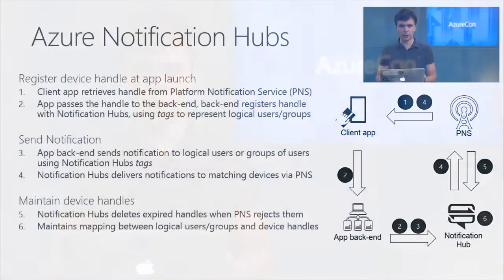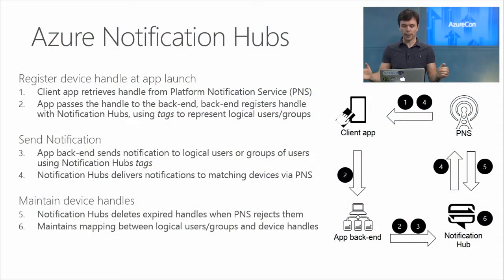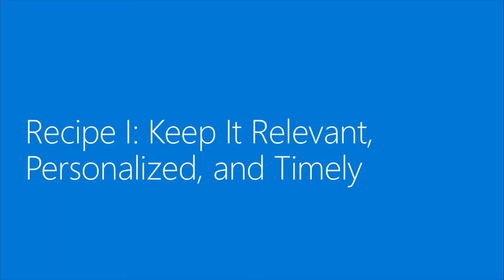Azure Notification Hubs plays a role of intermediary that takes care of all the platform-specific push notification semantics, takes care of aggregating and broadcasting push notifications at high volume to millions of devices, depending on your needs, and mapping your logical users and logical groups of users to physical representations, to physical devices. Let's take a look at some examples and recipes of how to deliver good push notifications.